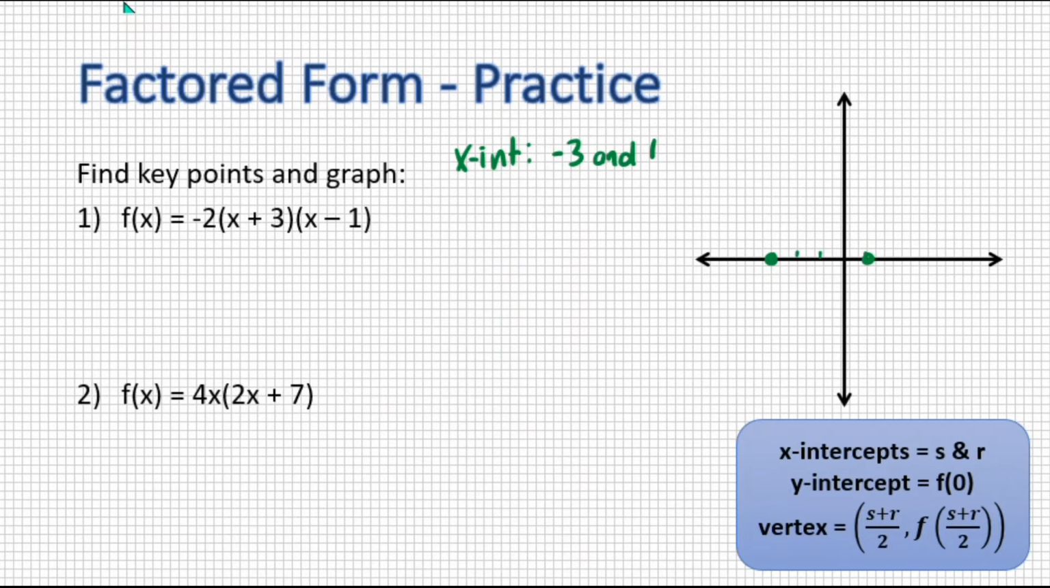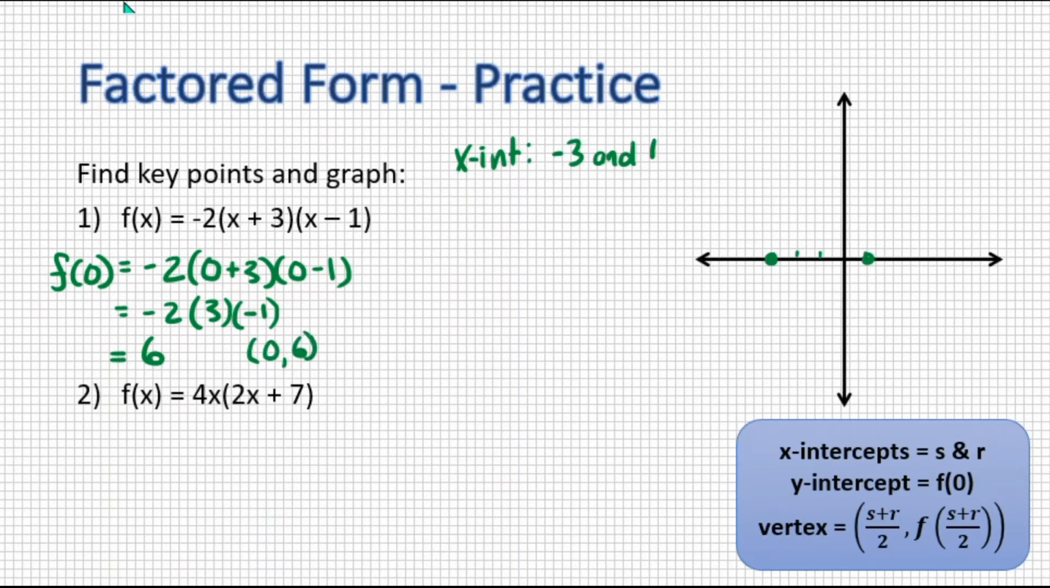So let's find the y-intercept. Well, looking at my little cheat sheet there, I need to find what f of 0 is. So I'm going to take -2, replace x with 0, and I'm going to get -2 times 3 times -1, which should give me 6. So the y-intercept is 0, 6. So 1, 2, 3, 4, 5, 6. So this really shows me something about what is going on with this parabola.